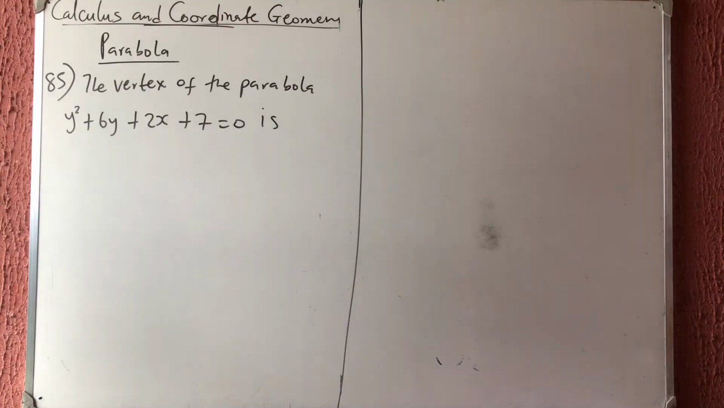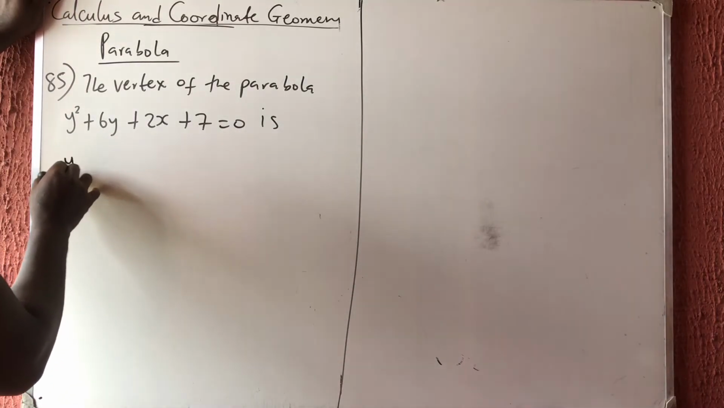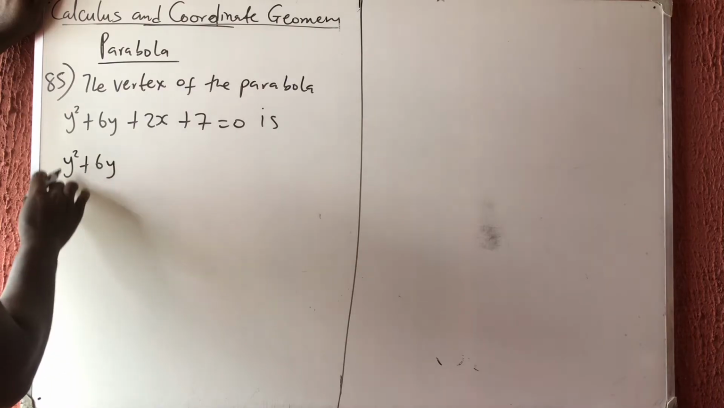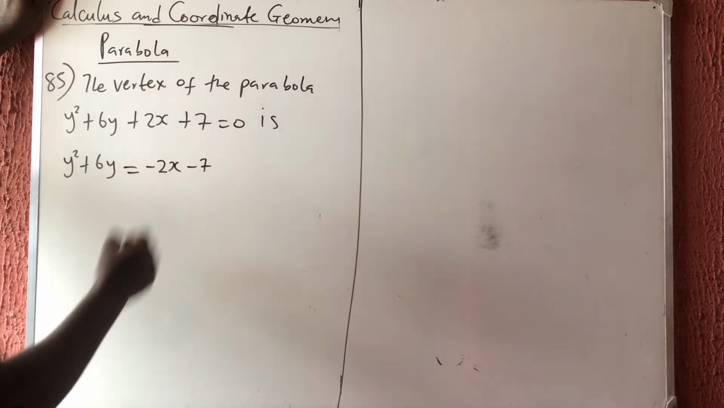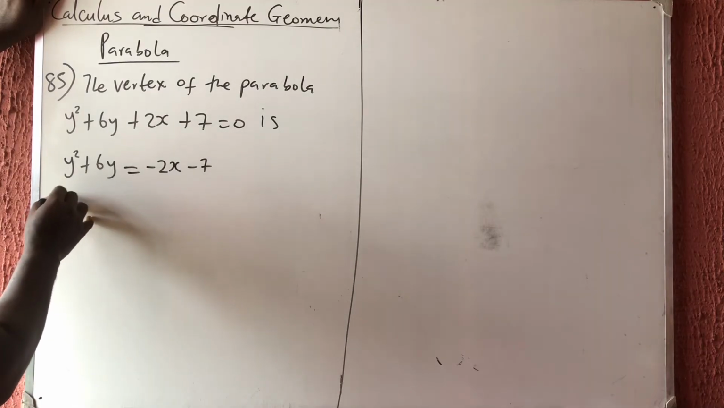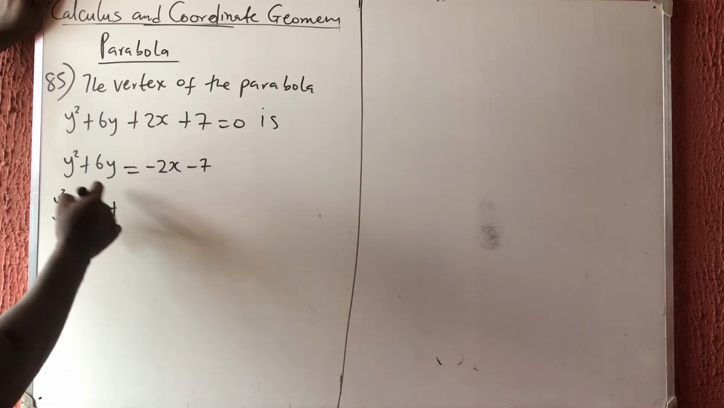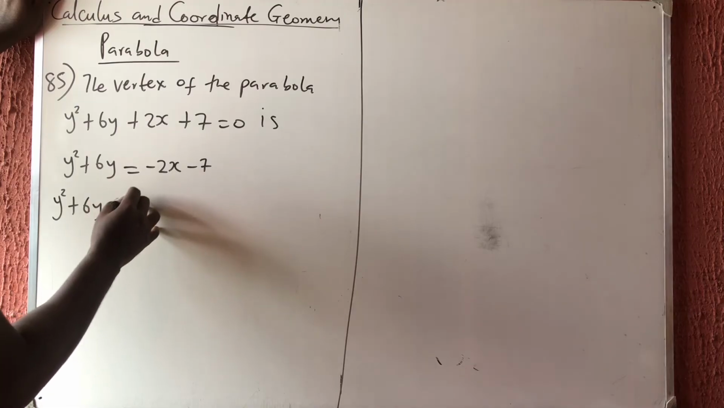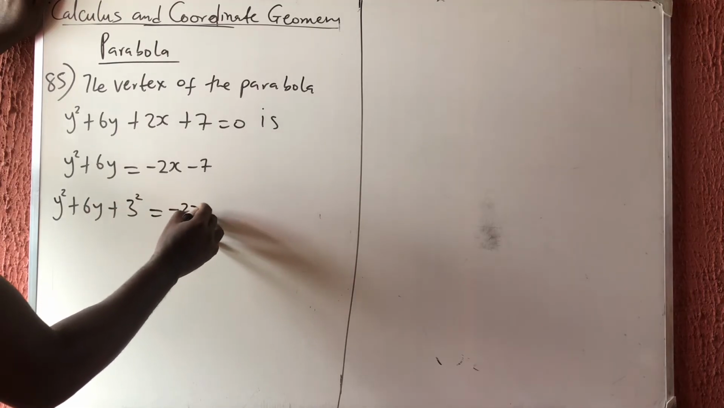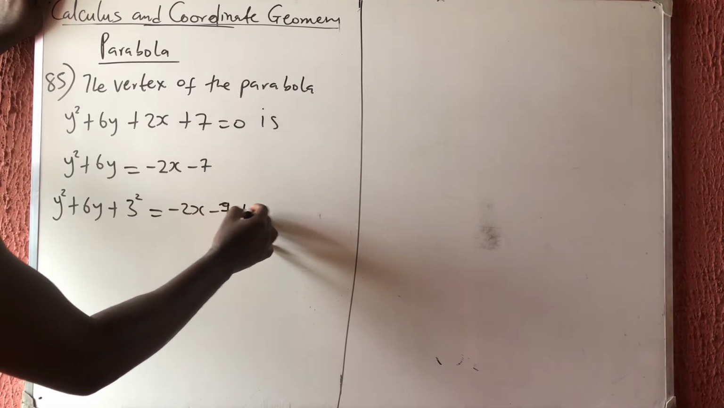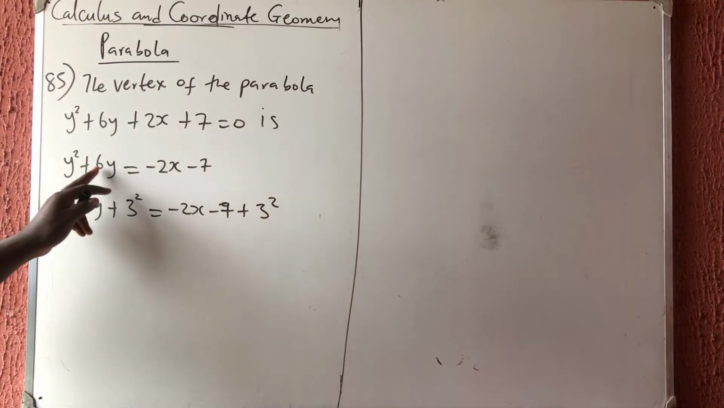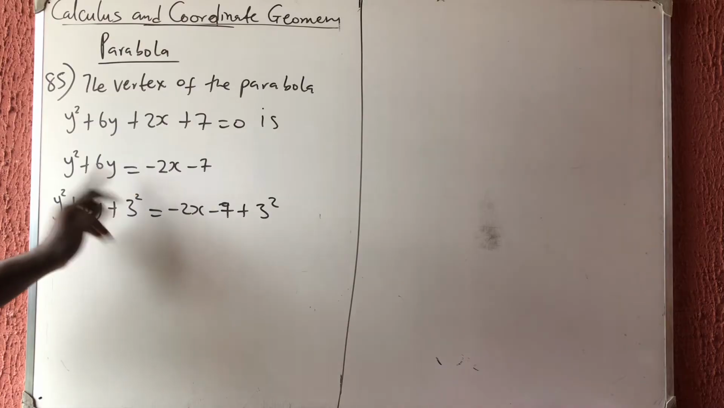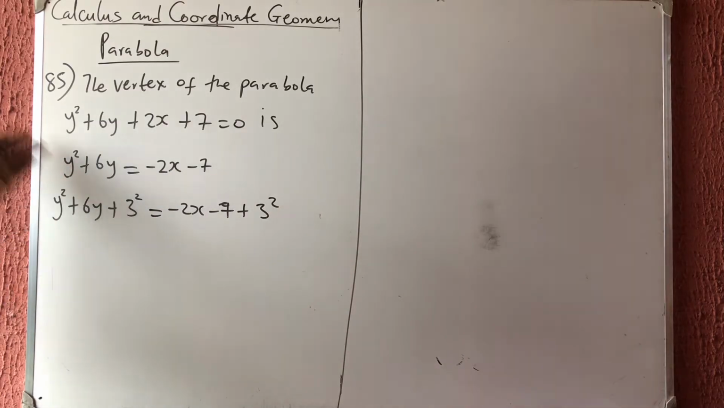The vertex is the center. So what do we do now? Let's go again. The people that have squared be here. So y squared plus 6y is equal to minus 2x minus 7. Complete the square. So y squared plus 6y plus half of this is 3, 3 squared is equal to minus 2x minus 7 plus that same 3 squared. But you add there, you add there. Find half of the coefficient of y, square it, and then you add it to both sides. That is completing the square.